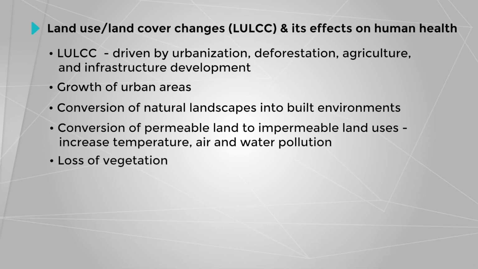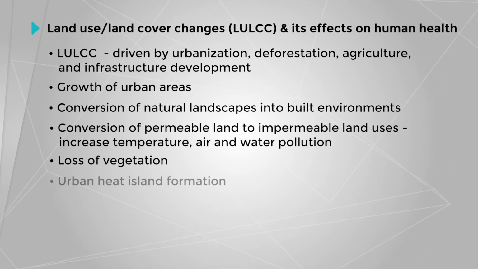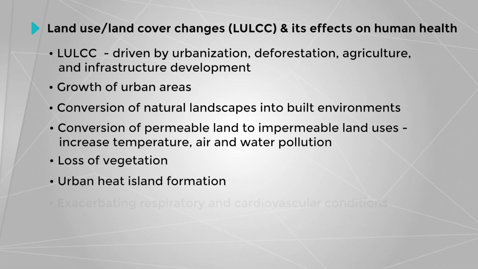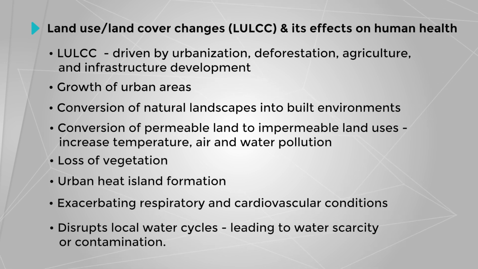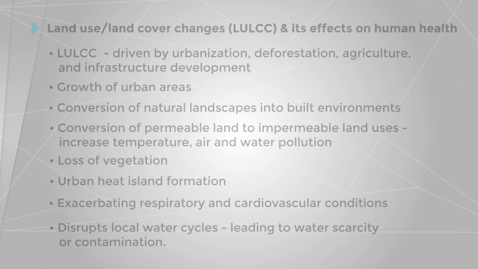The loss of vegetation reduces the natural filtration of air pollutants, increases temperature and contributes to the urban heat island effect, increasing respiratory and cardiovascular conditions. Additionally, changes in land use can disrupt the local weather cycles, leading to water scarcity or contamination.